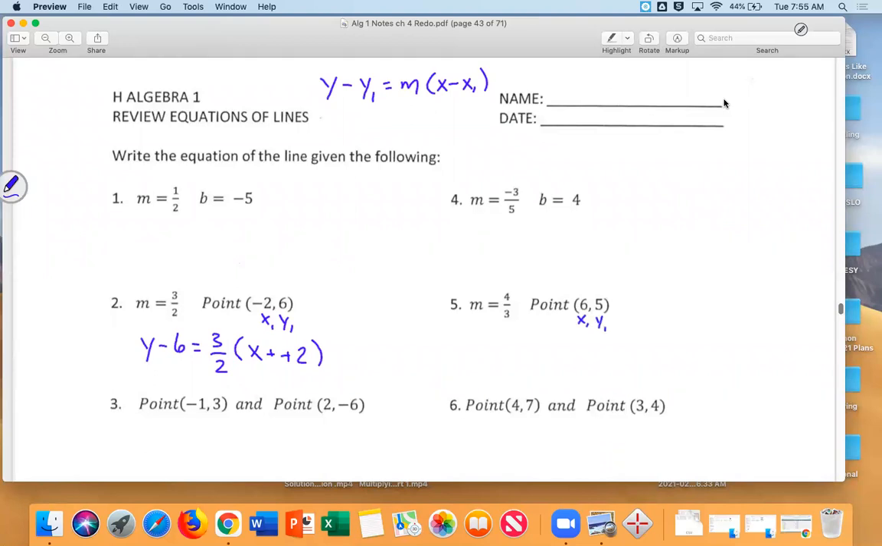Okay. With number 5, again, we'll label it x1, y1. We'll write y minus 5 equals 4/3 times the quantity of x minus 6, and that's it. There's no simplifying to be done there. How do you guys feel about that? You're like, I hope it's that easy. It is. I'll give you guys a second to copy it down.